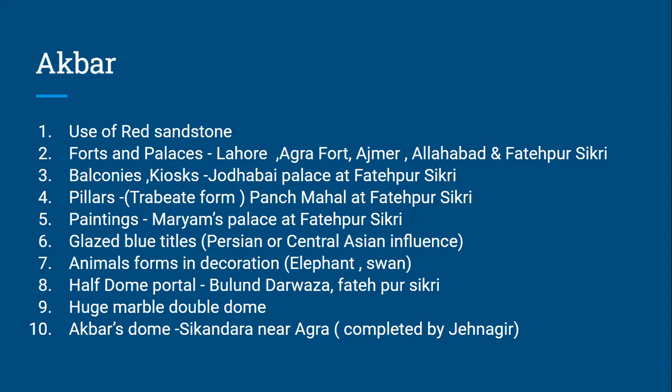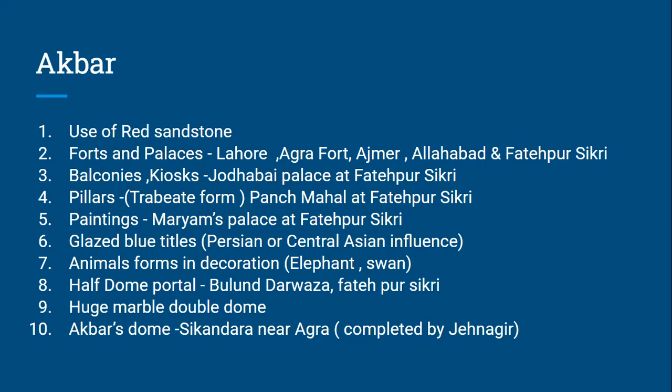So there is Jodha Bhai's palace, which is at Fatehpur Sikri. Fatehpur Sikri is a city where the Jodha Bhai palace is. Here we see elements of Gujarati style and Rajasthani style of architecture. Balconies and kiosks are there. Then we find extensive use of pillars. So pillars of a trapezoid form are used over here. An example is Panch Mahal at Fatehpur Sikri.